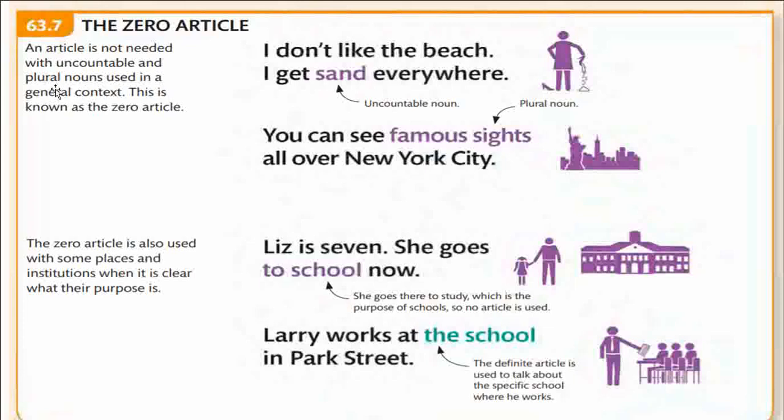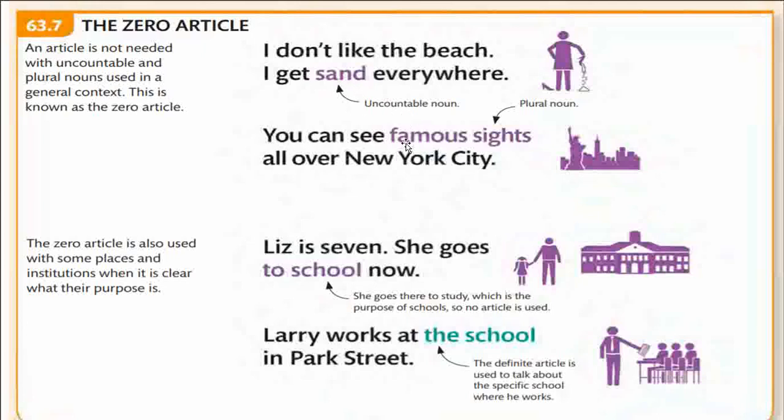You cannot make plurals with that specific article used in a general context. Now, when plural nouns are used in a general sense, in that case, you do not need an article before them. This is known as zero article. I don't like the beach. I get sand everywhere. You do not say 'the sand' because you cannot count sand at all. So you say I get sand everywhere.